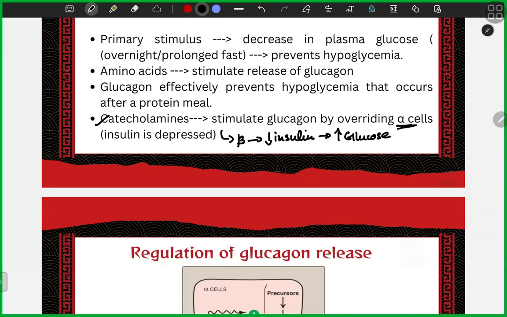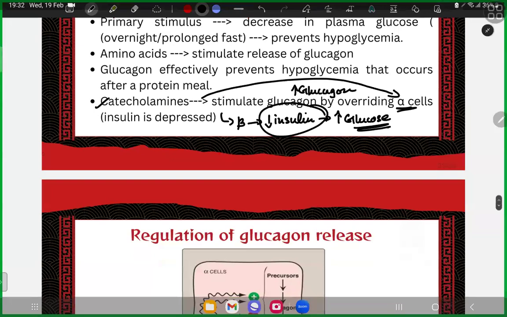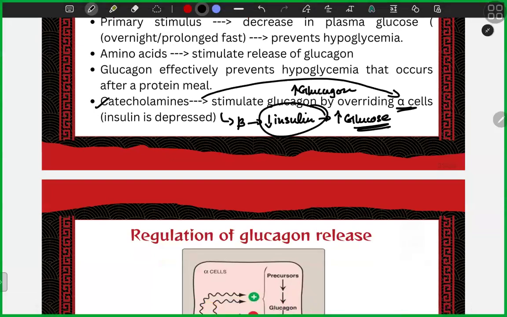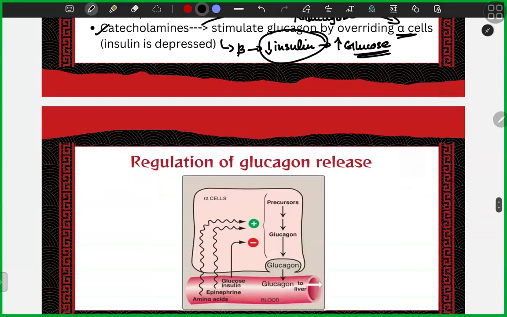So in alpha cells, catecholamines are going to increase glucagon, because again, we need an increase in glucose. This can be done by reducing insulin or by increasing glucagon. Increased glucagon is going to increase your glucose, and then eventually you can use it in fight or flight situations in the muscles itself.